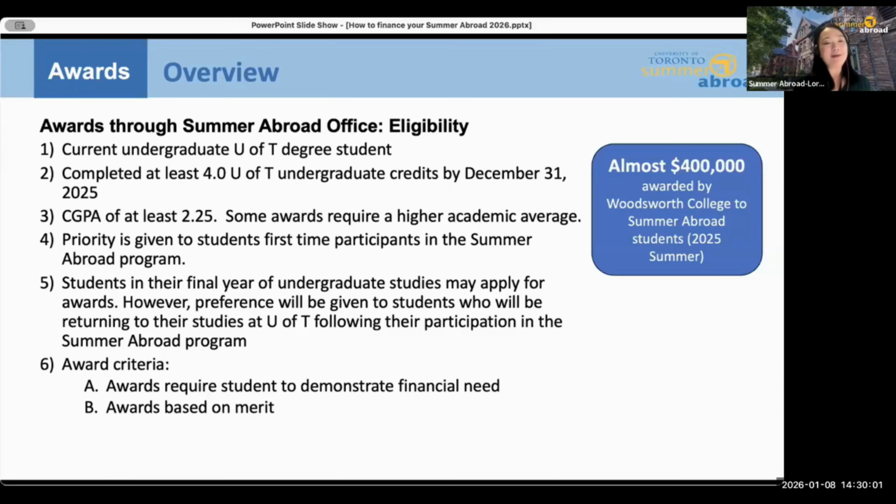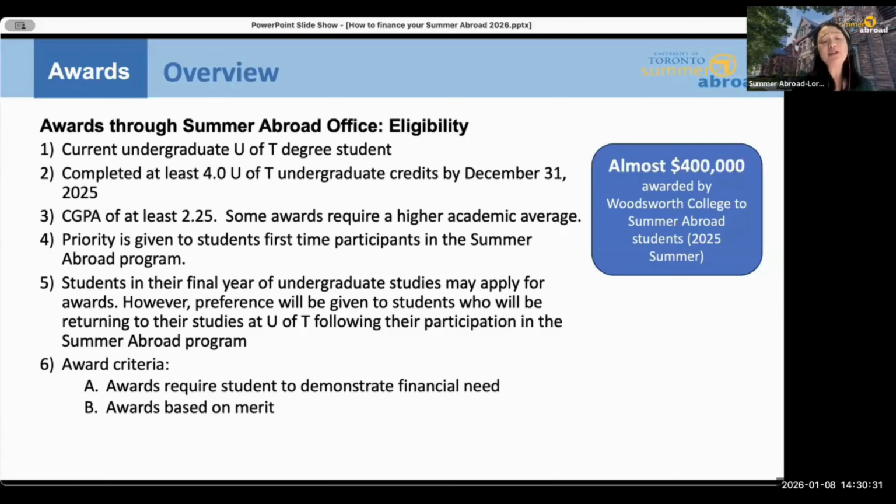We want to learn a little bit about what the eligibility is and how you apply to these different awards. So here's the award for summer abroad awards. You need to be a current undergraduate student. Sorry, it's not open to non-degree students. You must have completed at least 4.0 credits by the end of December 2025, last term. We do want to make sure that academically you're progressing well, so there was a minimum CGPA put in there.